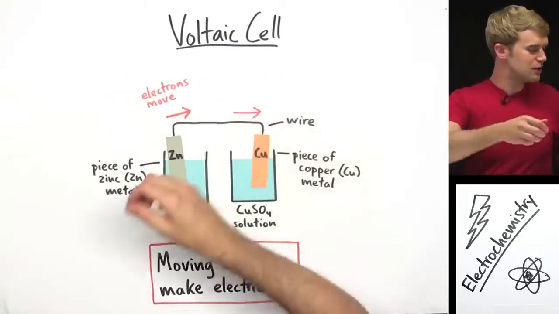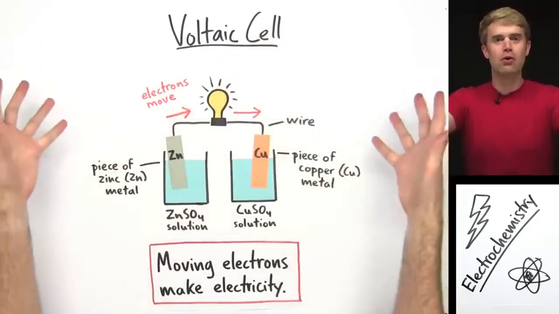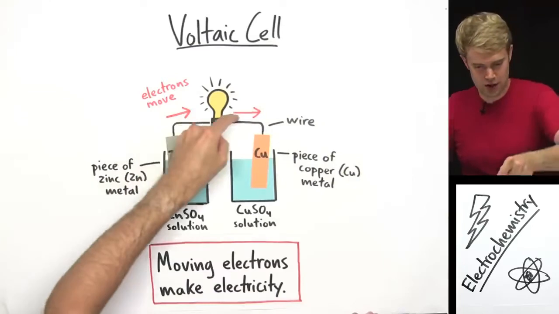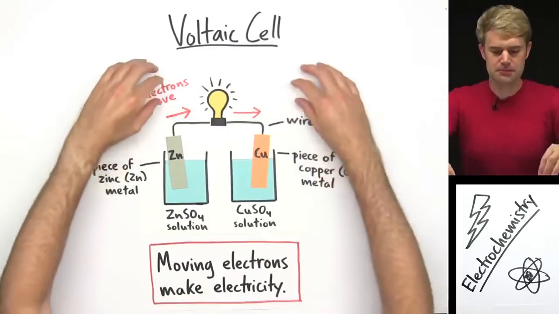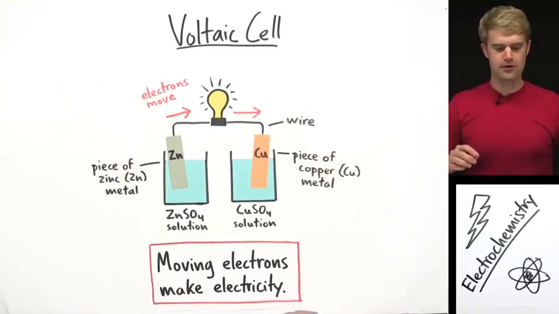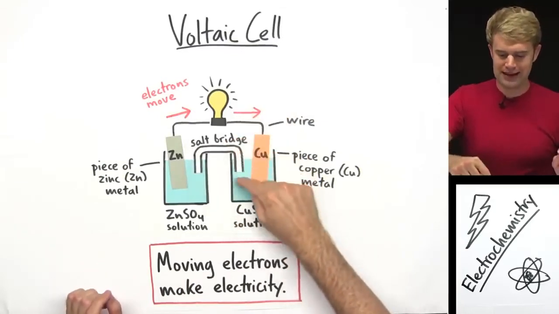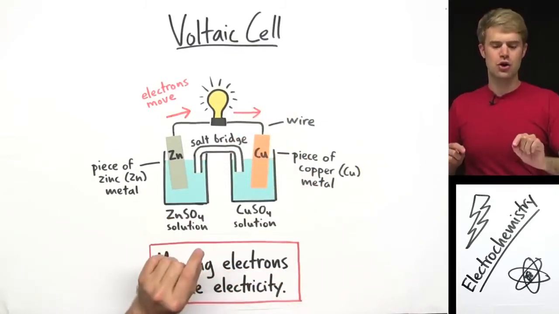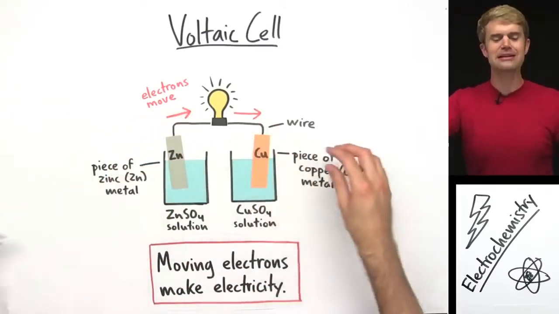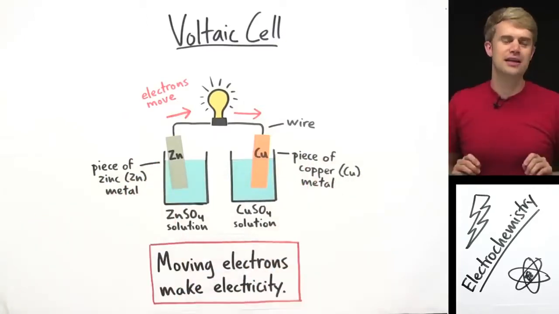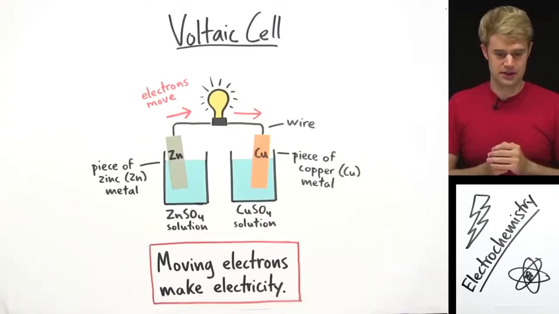And what we could actually do is take a little light bulb like this and hook it up to this wire, and the light bulb would turn on because there's electricity moving through this wire. Now, to be really specific, there's one more part of the voltaic cell, and that's a little tube called a salt bridge that connects these two solutions. We'll talk more about the salt bridge at the very end of this video, but right now I'm going to leave it out because I want to keep things simple. So this is the basic setup of a voltaic cell.